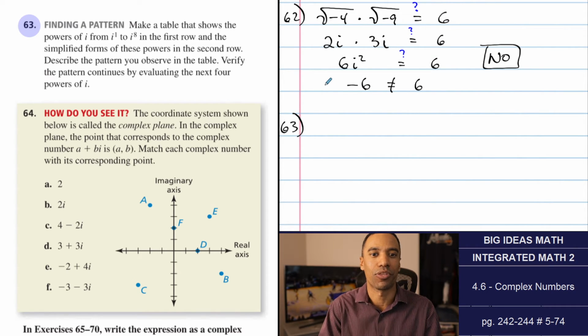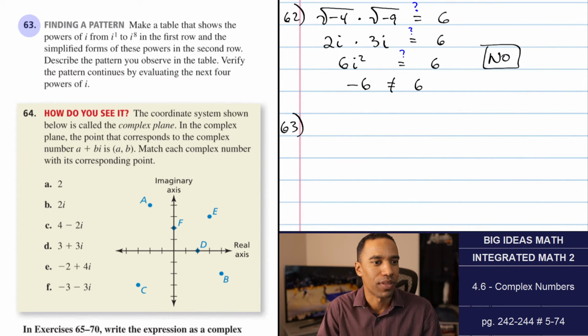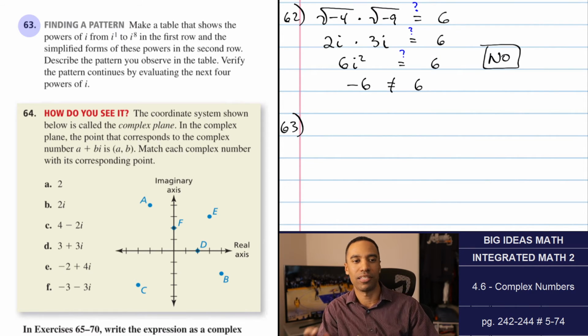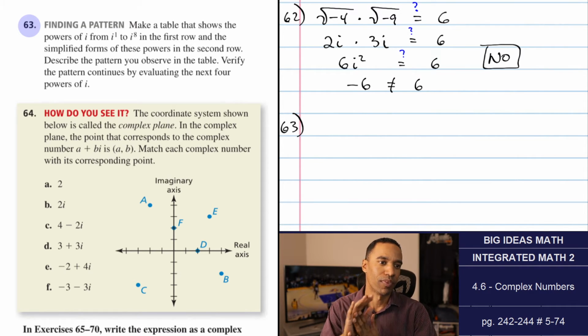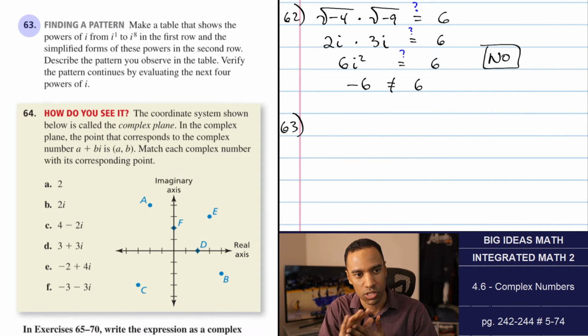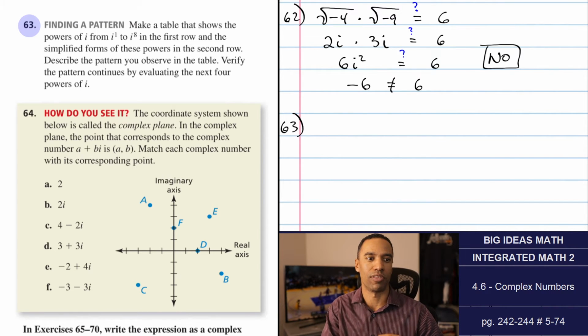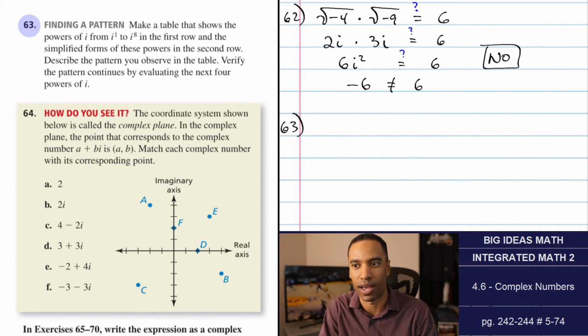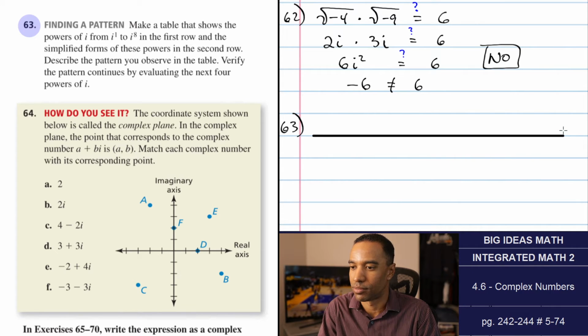All right, 63. Make a table that shows the powers. Ooh, I like this. From i to the first power to i to the 8th power in the first row, and the simplified forms of these powers in the second row. Describe the pattern you observe in the table. Verify the pattern continues by evaluating the next 4 powers of i.